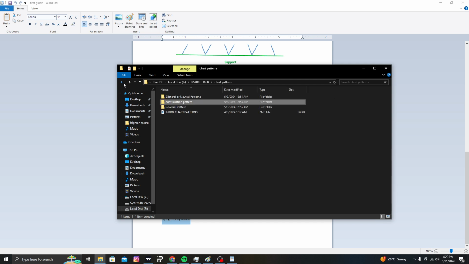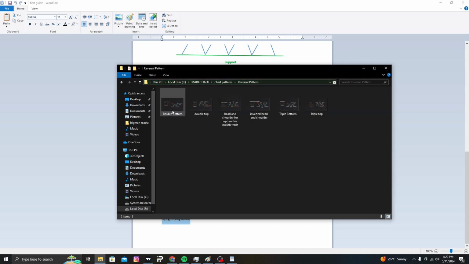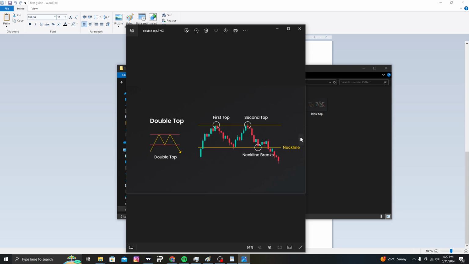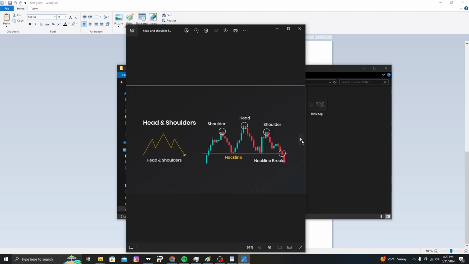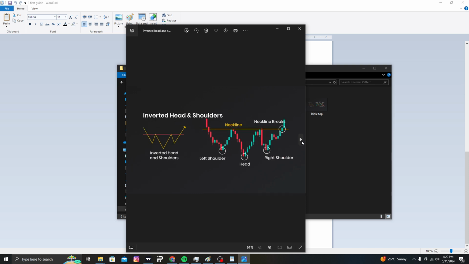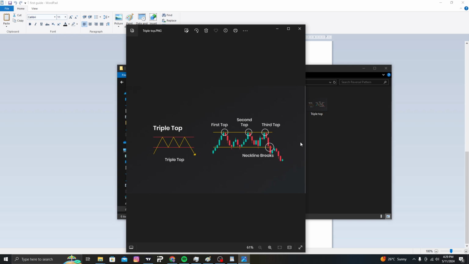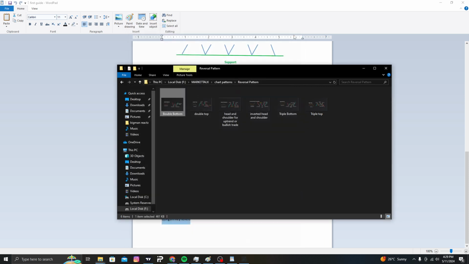And these are reversal patterns. Give me a minute to show you reversal patterns. I'm sure they are the most famous ones. Double bottom, double top, head and shoulders, inverted head and shoulders, triple bottom, triple top. These are reversal patterns.